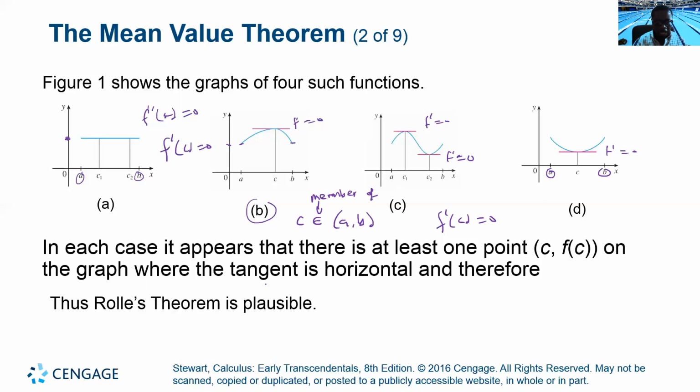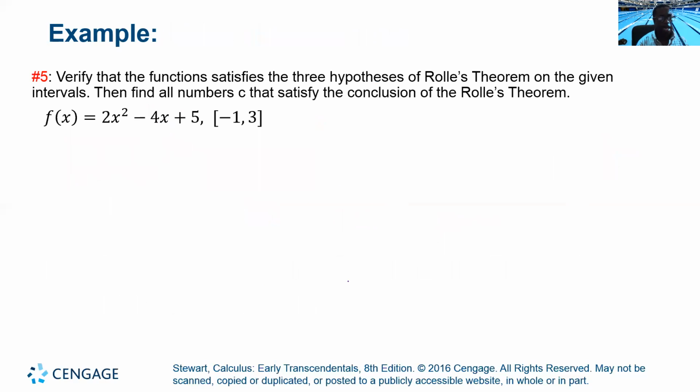All right, now let's take some examples. In each of these cases, it appears that there is at least one point on the graph where the tangent line is horizontal. So Rolle's theorem is plausible.